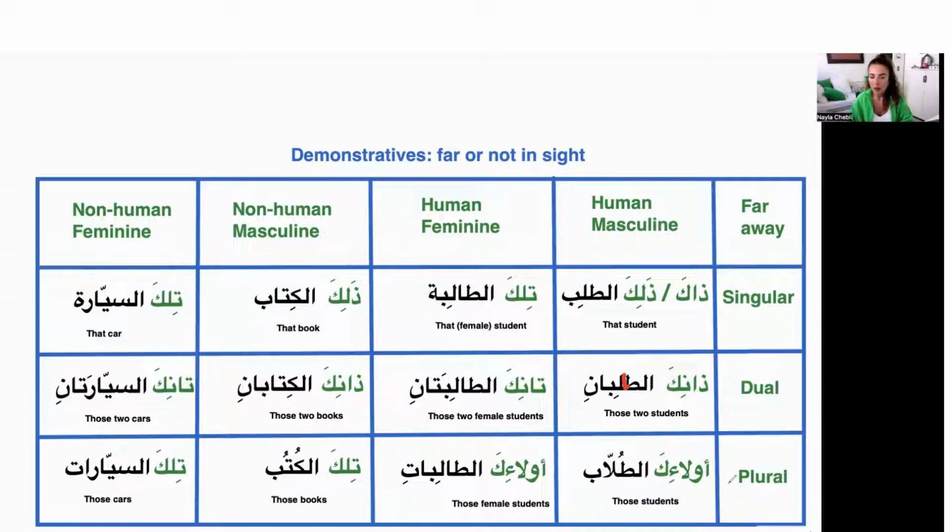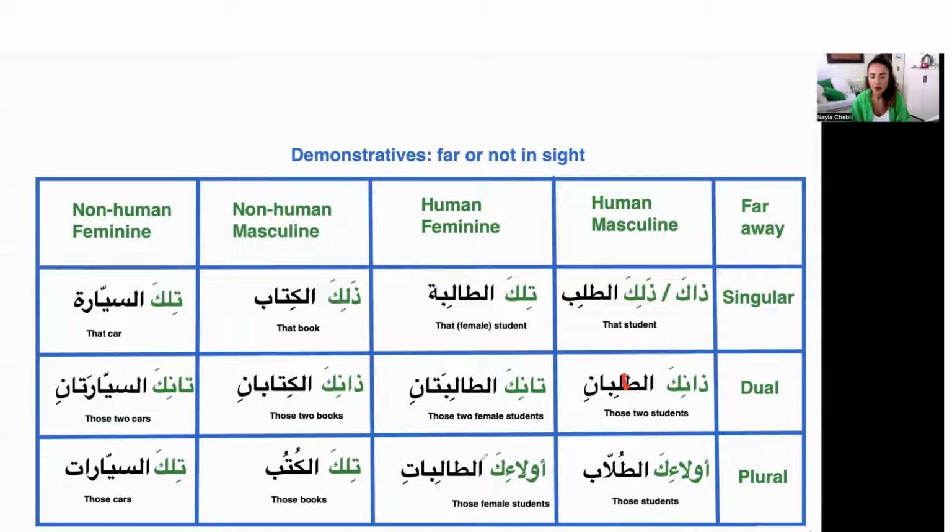Let's move on to the plural. I'm pointing at many students now, and they could be all male, or some male and some female, or one male and 100 females. I would still use that one. So those students: أولئك الطلاب. Repeat that one. It's also difficult. Two hamzas. أولئك الطلاب, those students.